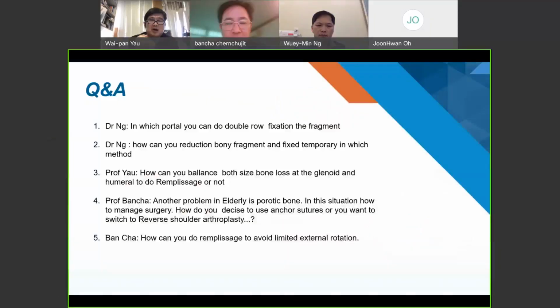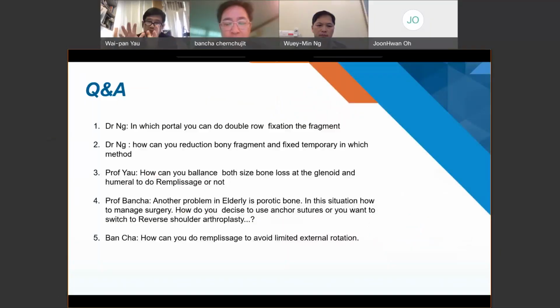But you can challenge it in a way that, well, you don't have enough follow-up. Maybe a few years later, the dislocation rate comes back. It may be the case. But I'm just saying that at the present moment, my result is still quite satisfactory. So as a result, I will prefer to stick with this maneuver.